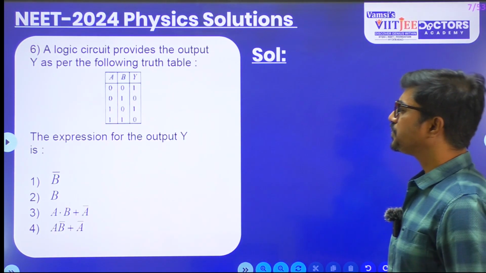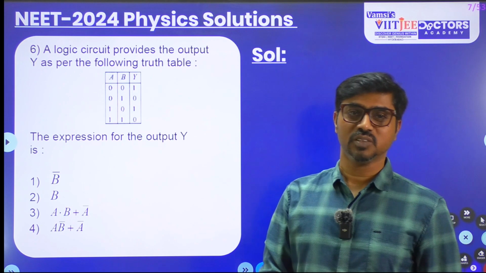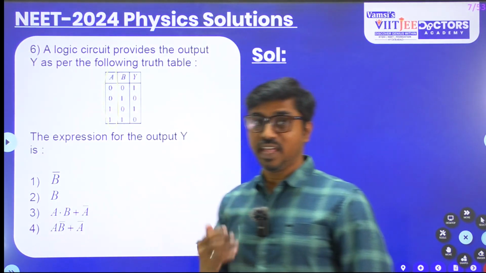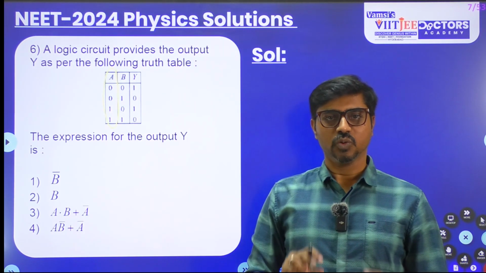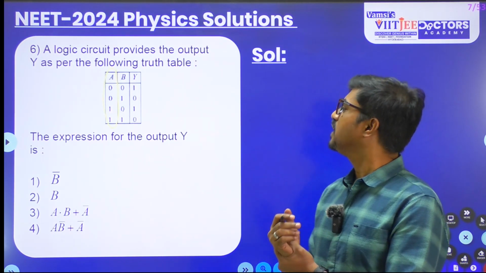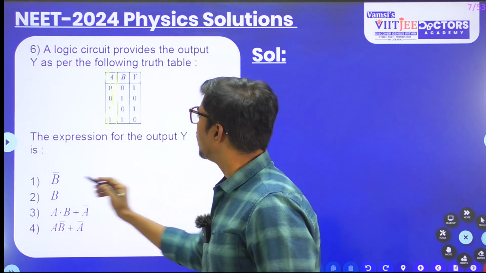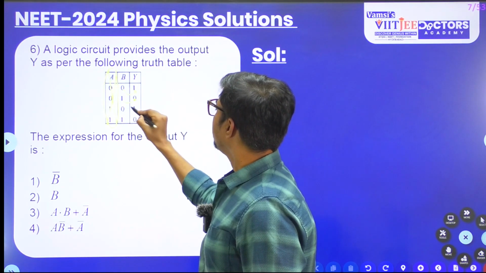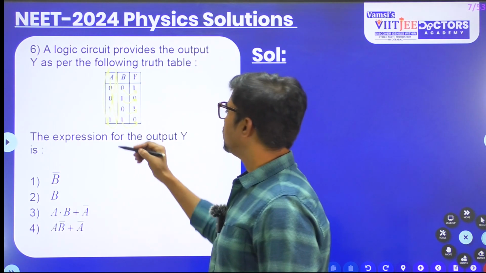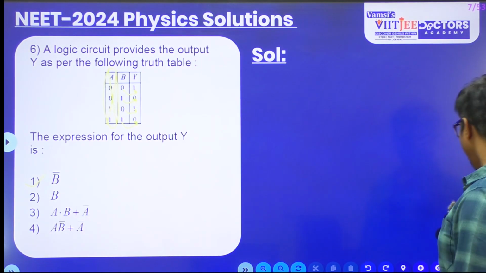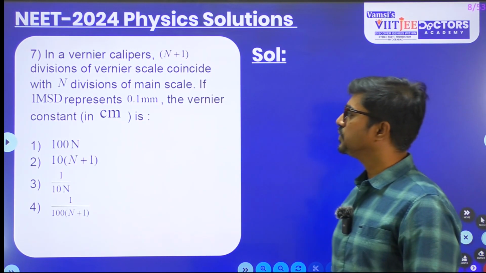Okay, next question. This is a very simple question, but they made it complicated by adding A. That's how I like this question paper, because the question is easy, but they made it look complicated. So don't worry about that column A, just focus on B bar here. 0 giving 1, 1 giving 0, 0 negation 1, 1 negation 0. So directly you can tell it is B bar. Okay, straightforward.